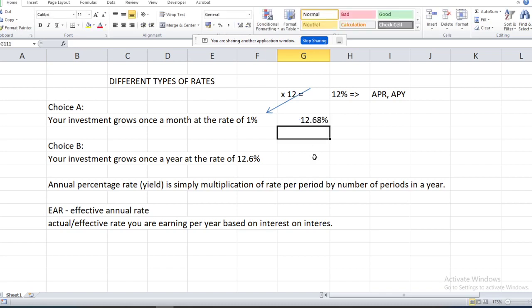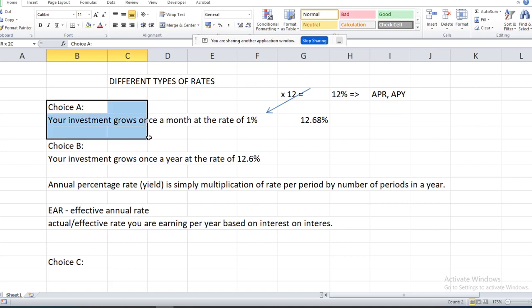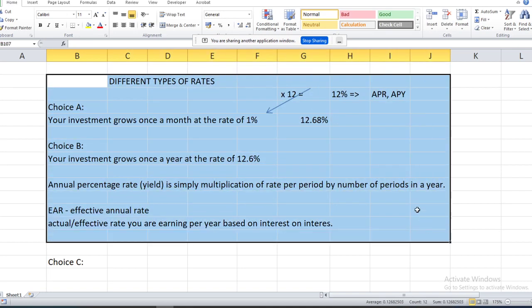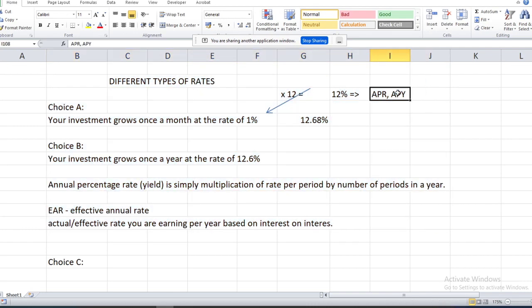But it's okay, you don't have to remember that formula. We have Excel for us, so it's going to help us. So let's have a look at this example. Let's say choice C. Oh, and the industry convention that we have mentioned over the last 1 or 2 hours is the APR, APY.